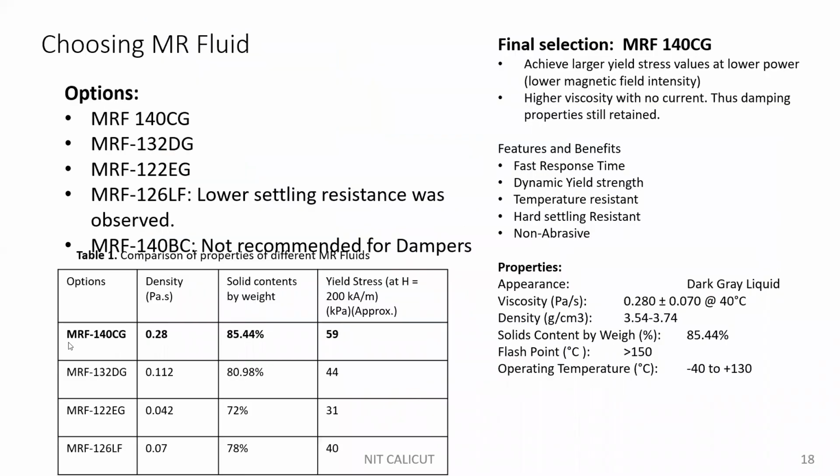So, we have tried MRF 132 CG for simulation purposes. Solid content is 85% by weight, and yield stress we are getting is around 59. These are all the values for these options. For various options, we have calculated all these values, and we have selected MRF 132 CG because the yield strength is 59 kPa.